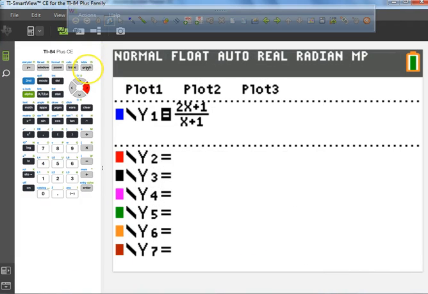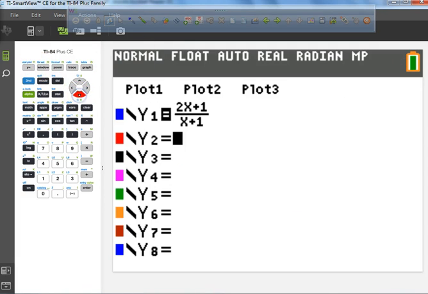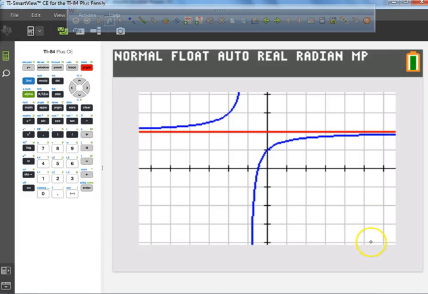So if we graph, it's kind of hard to see. You're like, well, I don't see a horizontal asymptote. Well, it doesn't draw it in. But we do know that 2 divided by 1 is 2. And when you hit graph, can you guys see now that this graph gets really, really close to where y is equal to 2?